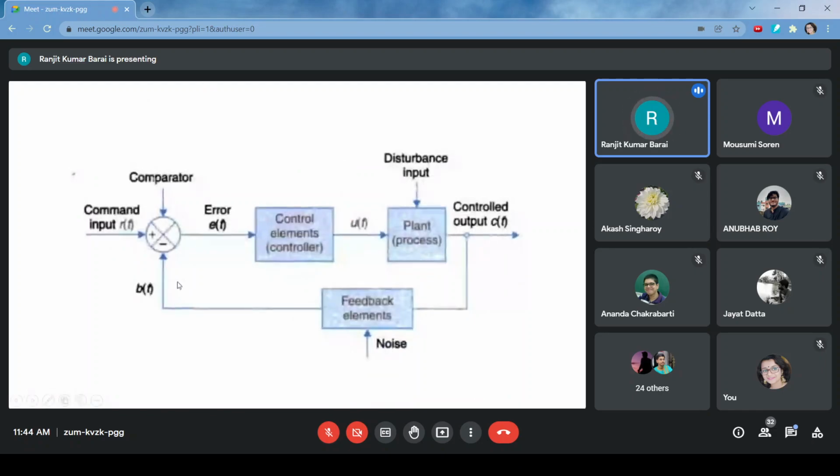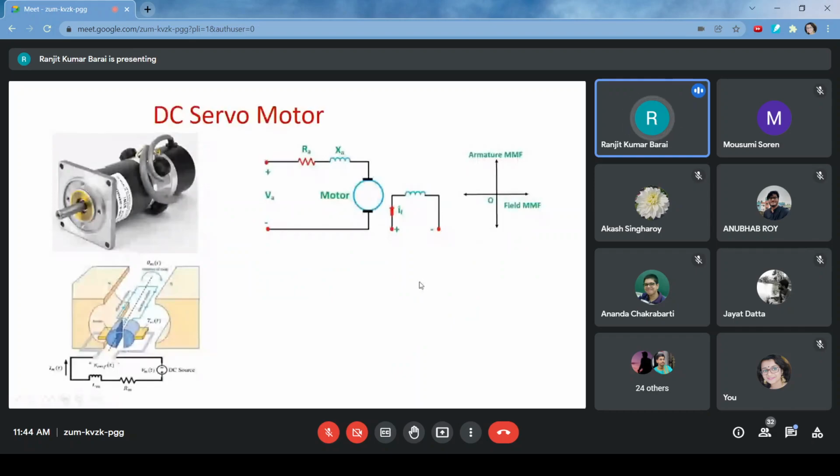Now, this diagram is actually an exaggeration of this diagram and quite familiar to you. I'm skipping it. Yeah, the construction of DC servo motor. There are two coils. One is armature coil and another one is field coil.